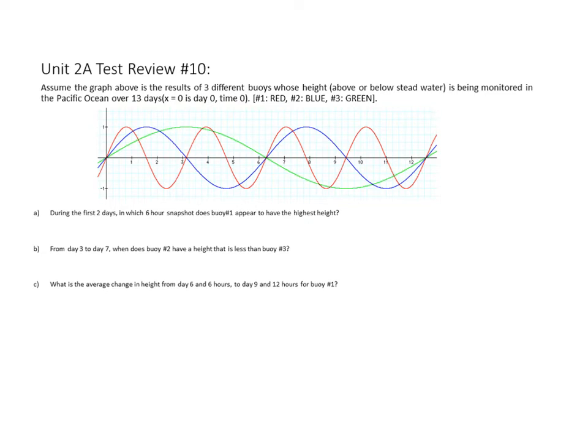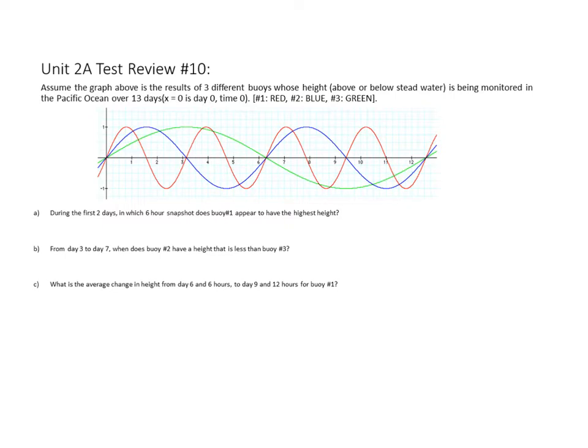Unit 2A test review question number 10. Assume the graph above is the result of three different buoys whose height above or below steady water is being monitored in the Pacific Ocean over 13 days. X equals 0 is day 0. Number 1 is our red graph, number 2 our blue, and number 3 is our green graph.